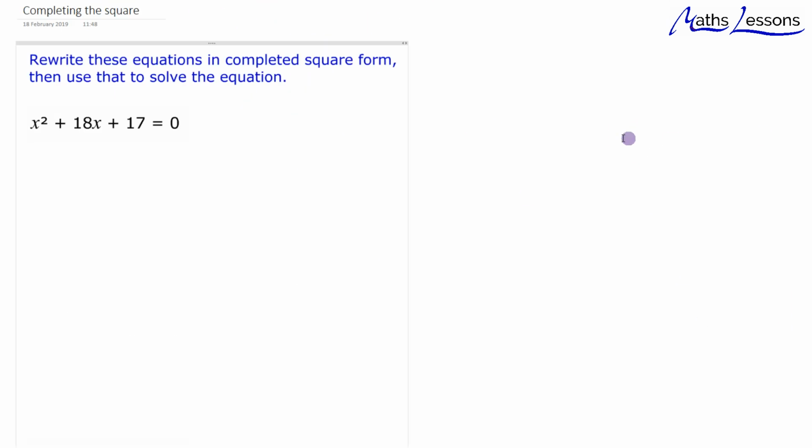So let's move on and practice completing the square. Again, once you've got the habit, you should be able to knock this off in 60 seconds. So let's give it to you in 60 seconds.